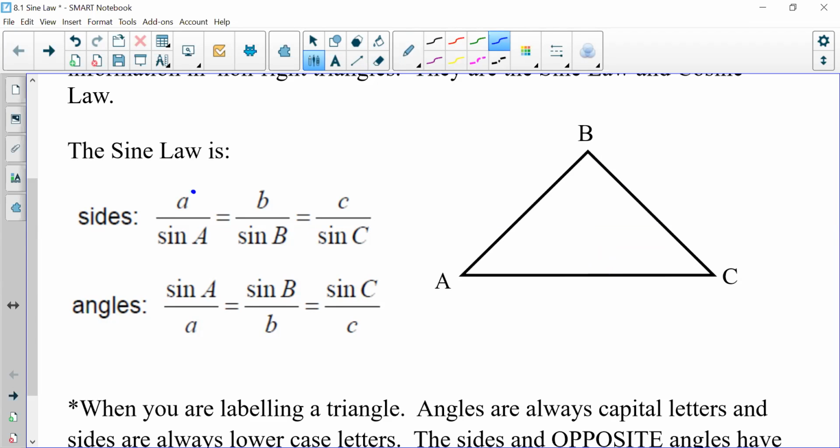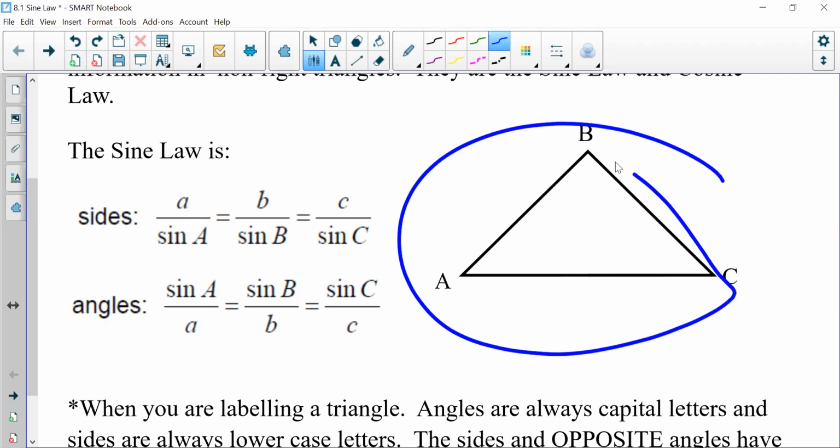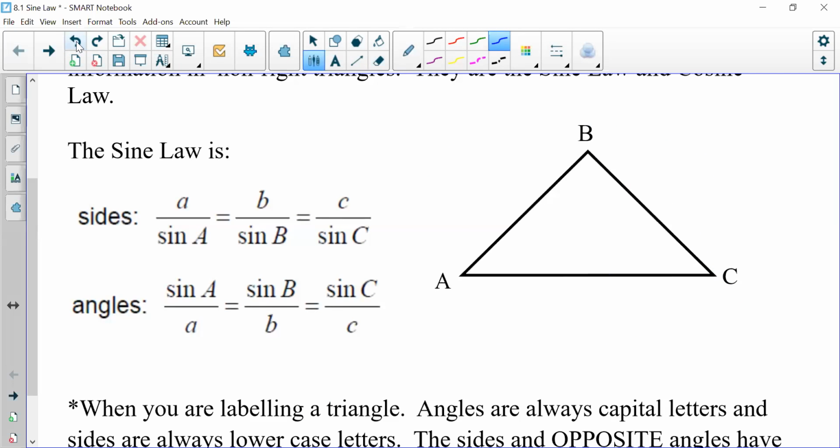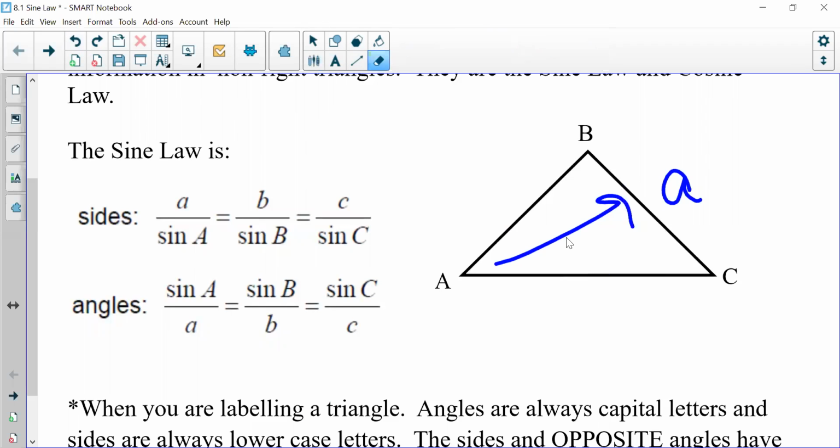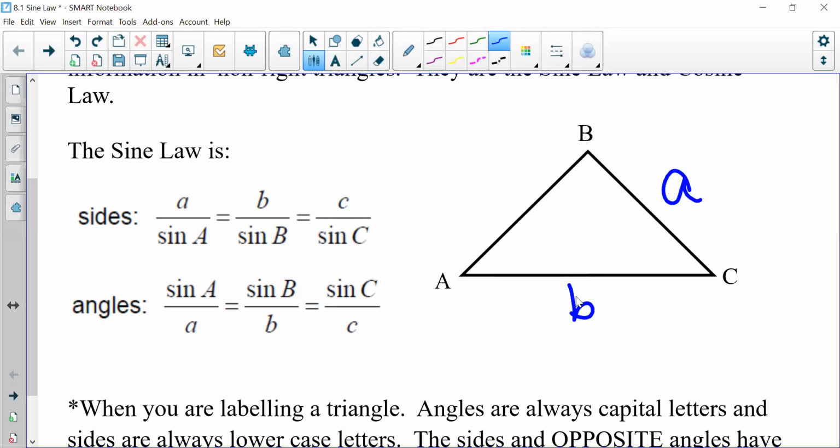In this formula, it's essential that you know where these letters go in the triangle. And we talked about this yesterday. So where is side A? In this triangle right here, where would I label side A? Across from angle A. So then side B is which one? The bottom or the left? B would be on the bottom, and then C would be on the left. Perfect. Is this in our booklet? Yes, this is page 17.